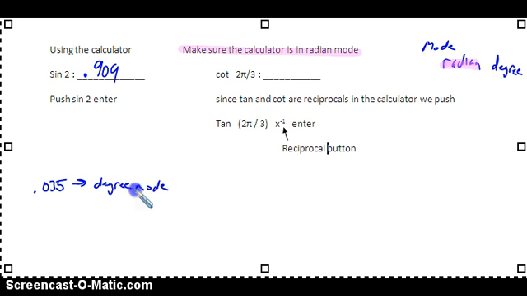So it's going to be really important that you make sure, obviously you're going to get different answers depending on what mode your calculator is in. I didn't want it in degrees because there's no degree sign here, that's radian mode. Okay, so let's think about another one now.